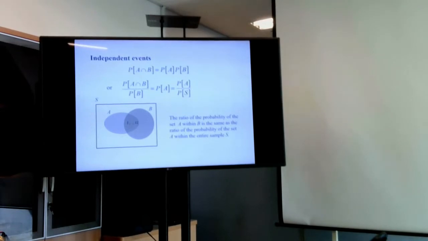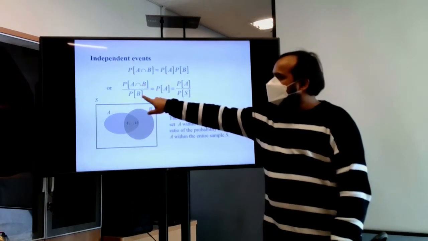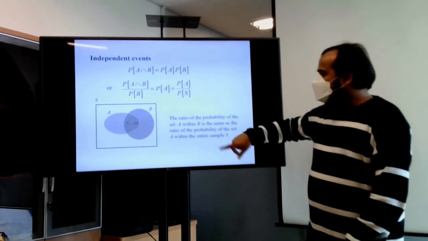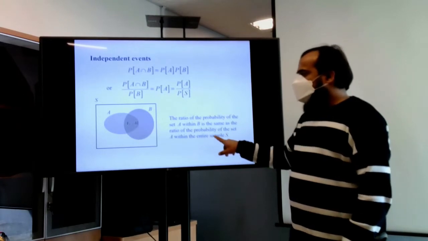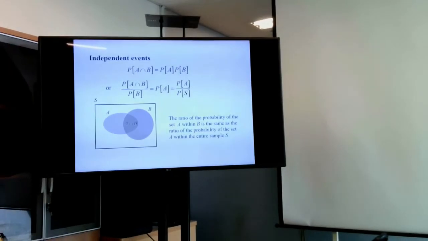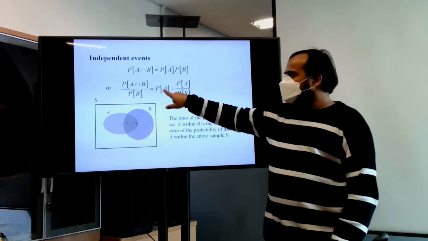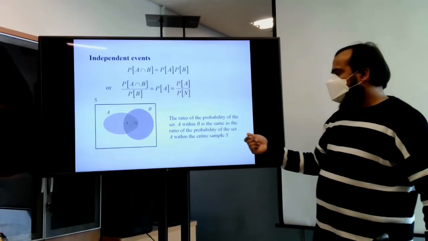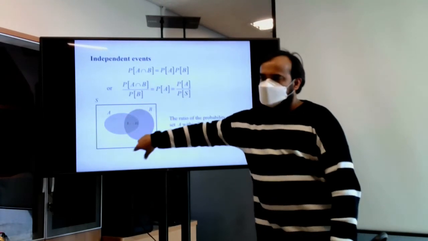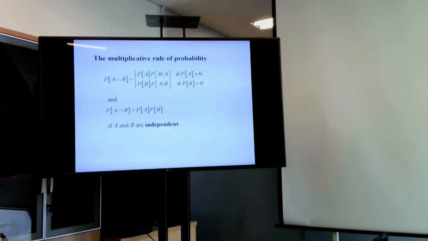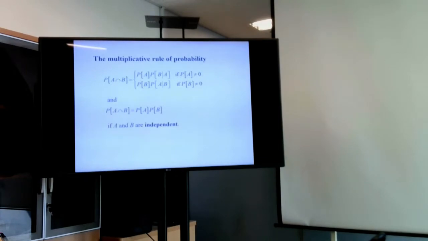Another way, for two independent variables, we can write the conditional probability as P of A intersection B over P of B equals P of A. This is actually a ratio: the probability of the set A within B is the same as the ratio of the probability of the set A within the entire sample space. Meaning P of B and P of B cancel, equals P of A, so this is the same as the ratio of the probability of the set A within the entire space. It means the probability of A lies within the entire space. And then this is the same multiplicative rule that we discussed on the previous slide, and here A and B are independent.